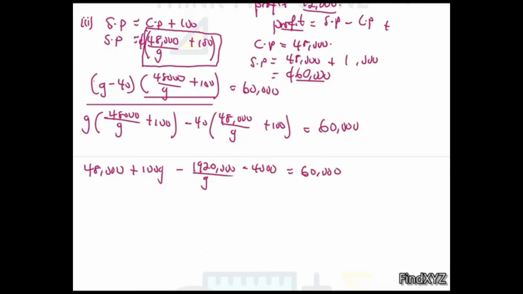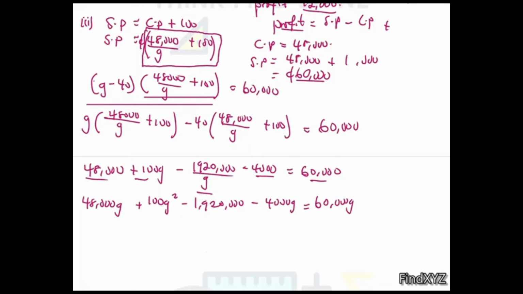Then what can we do? We can clear the fraction. So by multiplying each term, how many terms do we have? We have 1, 2, 3, 4, 5. So we are going to multiply each term by G. So 48,000 times G will give us 48,000 G, plus 100 times G will give us 100 G squared. Then this term times G will eliminate the G. So now we have 1,920,000 cedis minus 4,000 G is equal to 60,000 G.